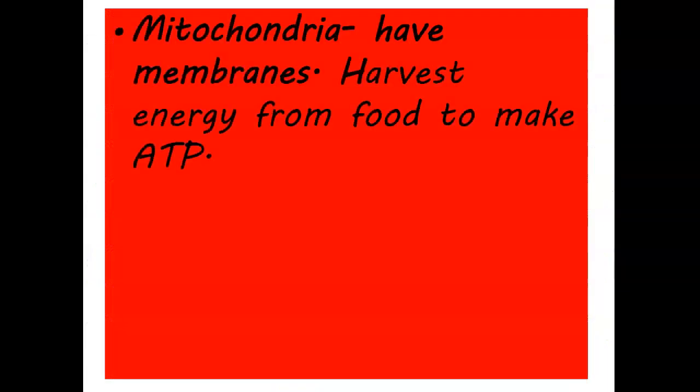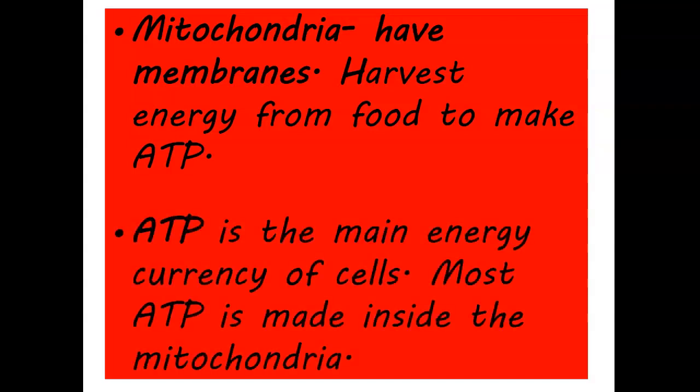First, let's talk about the mitochondria. The mitochondria have membranes. That's a hint for you. Their purpose is to take the food that you eat and turn it into a substance called ATP. Now, ATP is the main energy currency of cells. Nearly all of it is made inside the mitochondria. I'll talk more about this in just a moment.